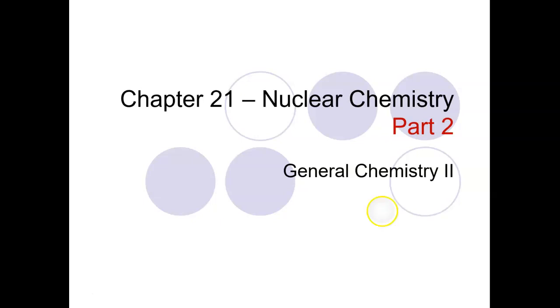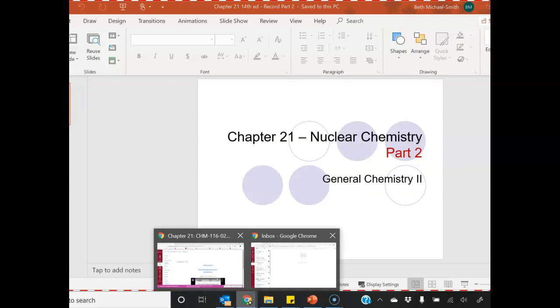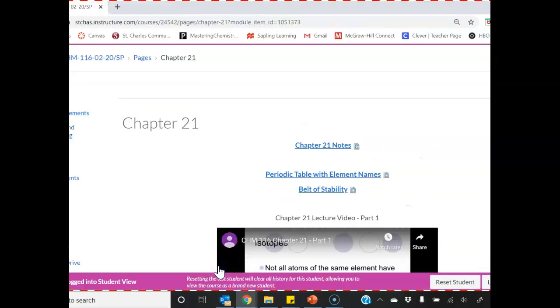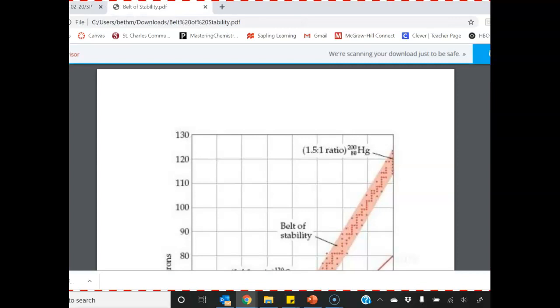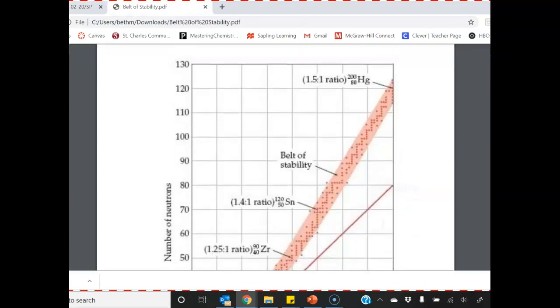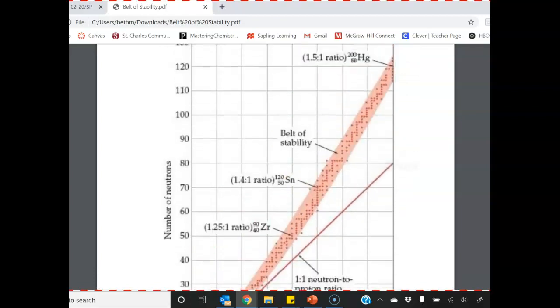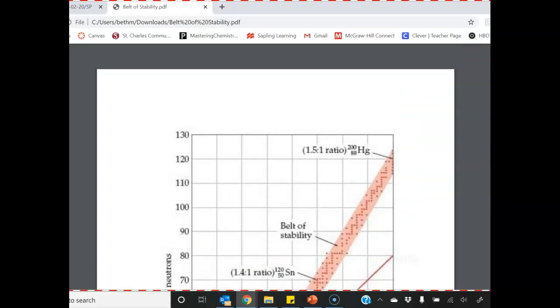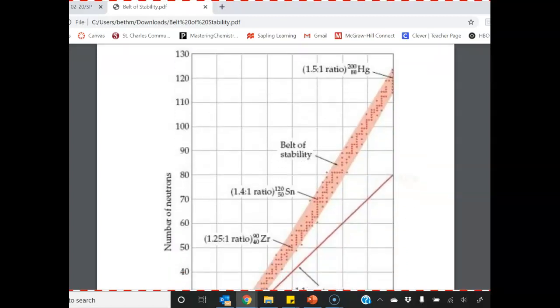So I'm going to backtrack to Canvas here. I'm on the chapter 21 page in Canvas, and I'm going to open up the belt of stability file, a PDF document that looks like this. I didn't put a title on this. This is the belt of stability. I guess it says it there right in the middle, but this is what we're going to be referring to.